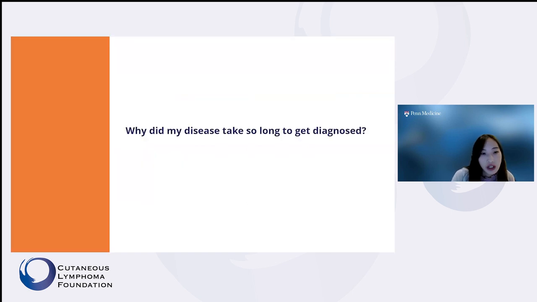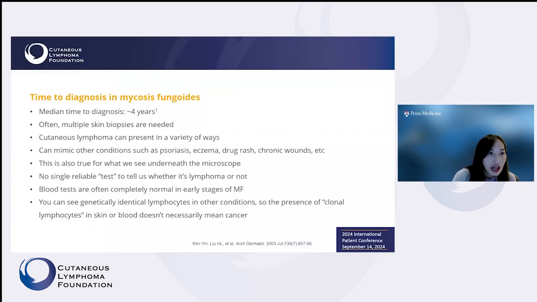So another question that patients often ask me when they come see me is, why did my disease take so long to get diagnosed? And I know that this is something that is very frustrating for many patients, so I wanted to discuss that here. The average time to diagnosis in mycosis fungoides is 4 years. That's a very long time, and often multiple skin biopsies are needed. And there are many reasons for this.